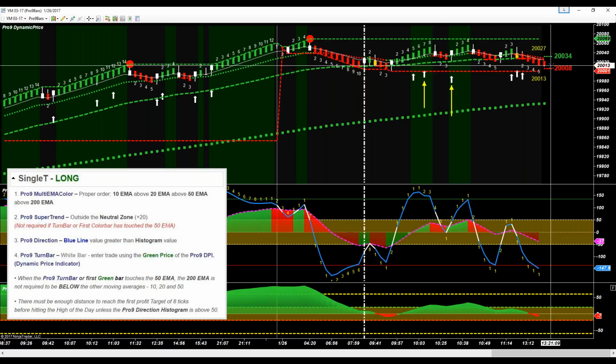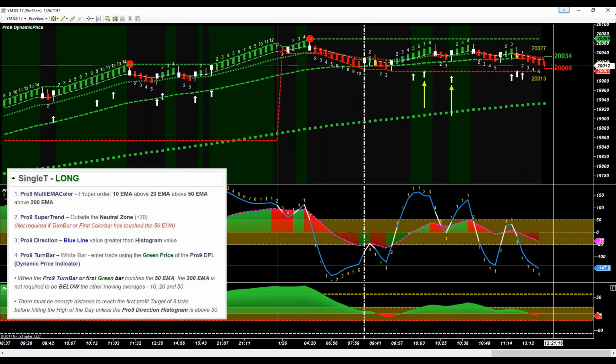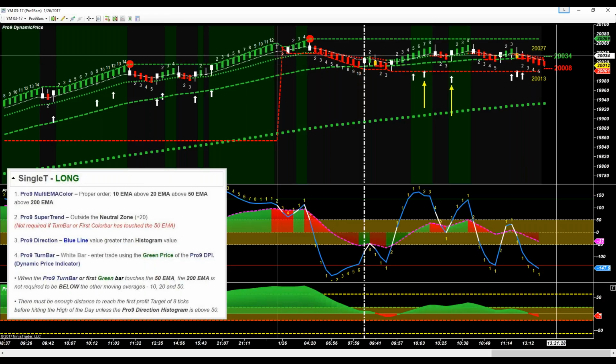If we move 22 ticks in the opposite direction, we will plot a turn bar, as that is the price movement we consider significant enough to possibly enter these trades. So when we talk about entering on the turn bar, we're talking about the DPI that created that turn bar.